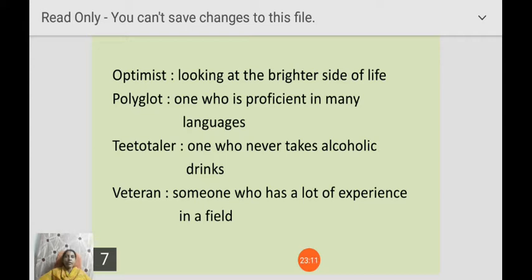Teetotaler: a person who never takes alcoholic drinks. Such a kind of person is called a teetotaler. Veteran: someone who has a lot of experience in a field. Here field means an area or a discipline, like music, science, art. That's the discipline here, not our agricultural field. So a lot of experience in any field, in a single field. Such a person is called a veteran.